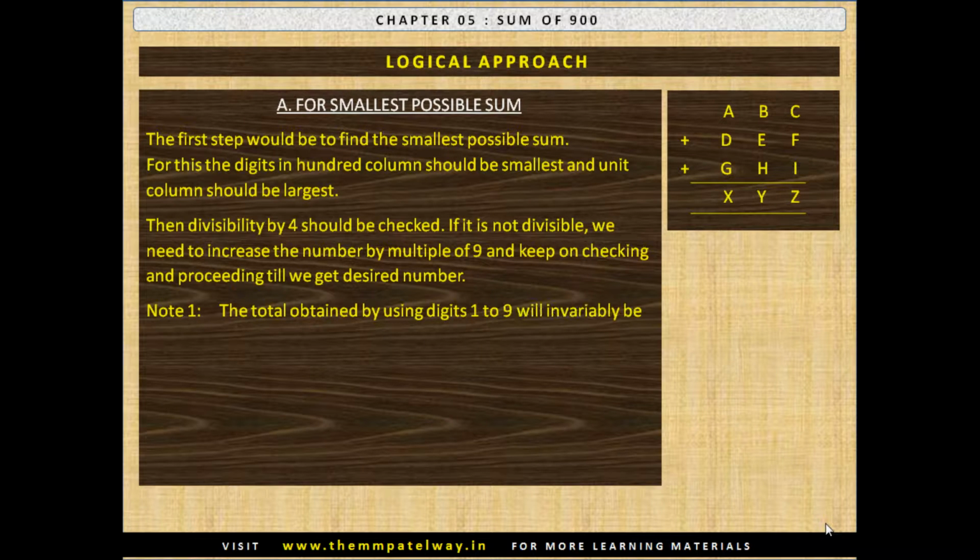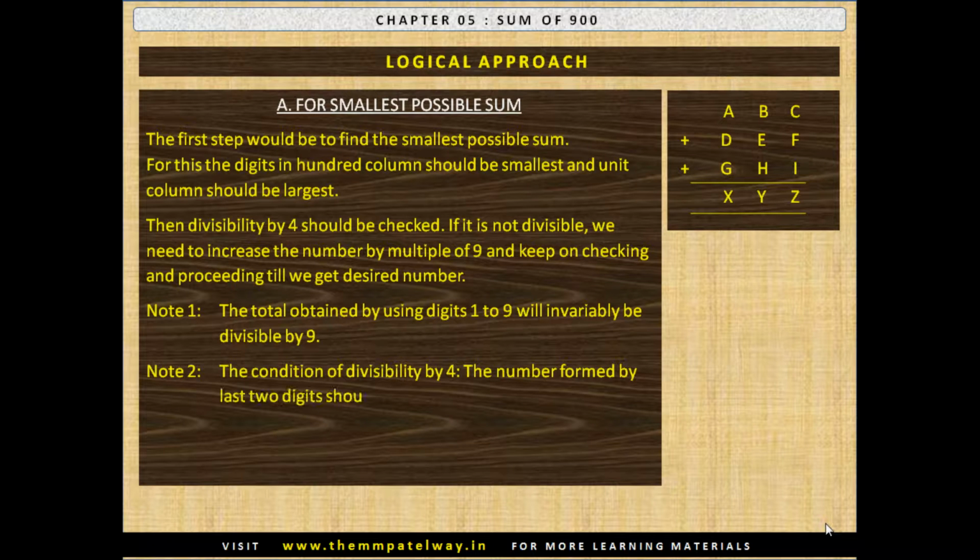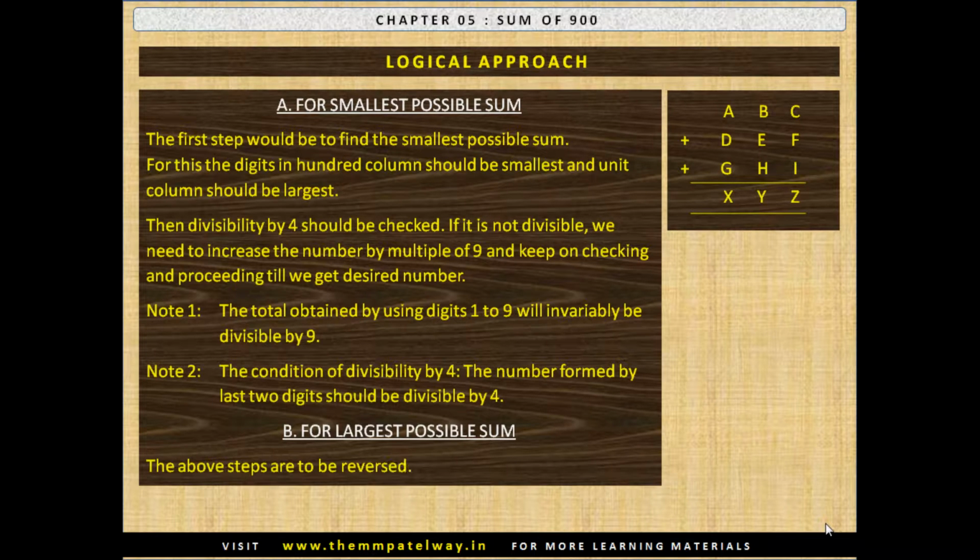Now 2 points are to be noted. First is, the total obtained by using digits 1 to 9 will invariably be divisible by 9. And 2 is the condition of divisibility by 4. The number formed by the last 2 digits of the number should be divisible by 4. For finding out the largest possible sum, the procedure which we discussed above should be reversed.